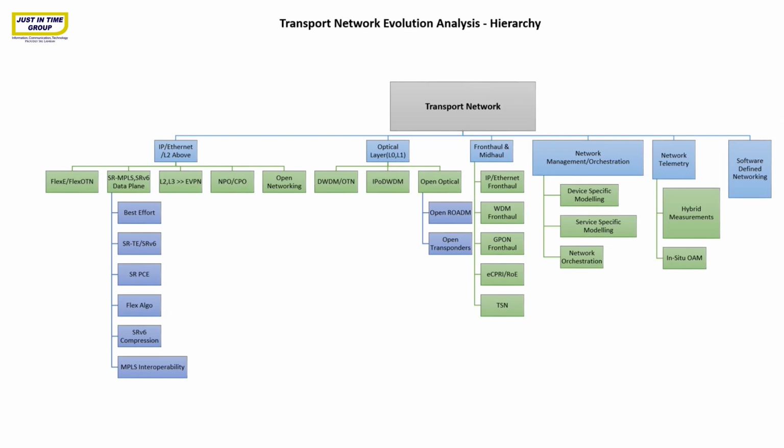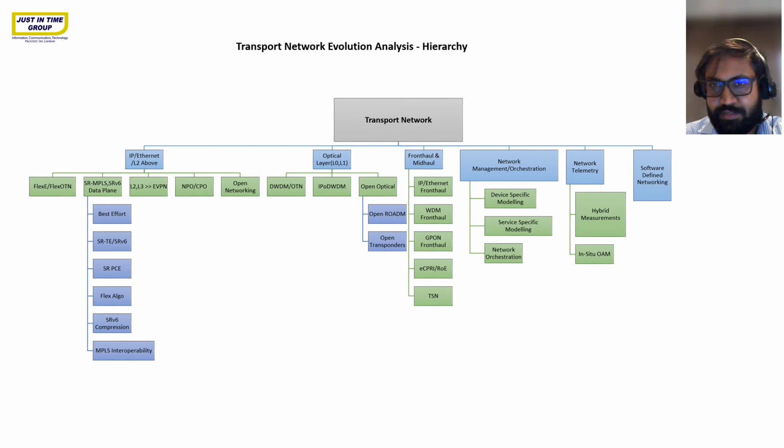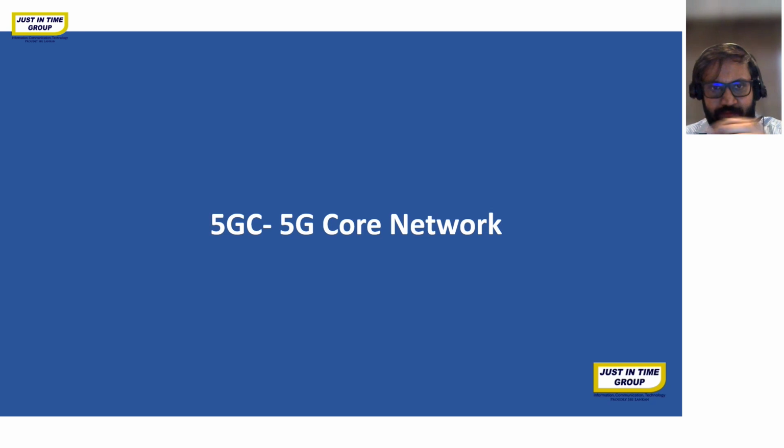And how we would build 5G fronthaul networks. We talked about this one in detail in the previous slide. And then you have to look at network management and orchestration, and also how you would do network telemetry, how you would do performance measurements and all that stuff. And also software defined networking. So those are the areas that you need to focus on in an end-to-end telco transport network. And then we will go into 5G core network.